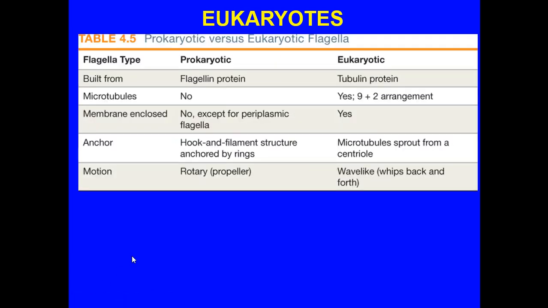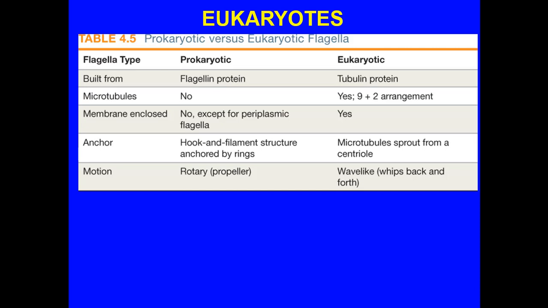Here's where I want you to be mindful about prokaryotic versus eukaryotic flagella. First off, prokaryote, they're built with flagellin protein. Eukaryote is with tubulin. Prokaryote do not have microtubules, whereas eukaryote does, and it's in a 9+2 arrangement. The membrane is not enclosing the prokaryotic flagella, except for periplasmic flagella. If you remember, those are the ones you see in spirillum bacteria, such as the bacteria that cause syphilis. The eukaryotic flagella are enclosed by a membrane.